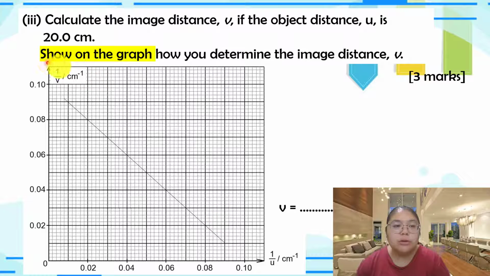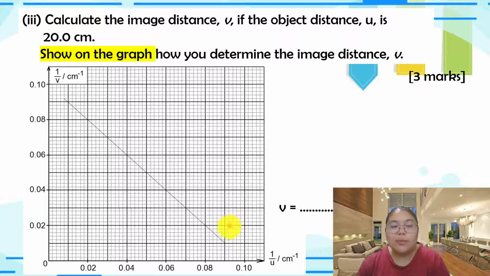Then after that, you need to show on the graph. This one is a keyword. The question is 3 marks, so showing on the graph is 1 mark. After that you draw the line, then you show the reading and also the unit, then you can get 3 marks. The first mark is drawing, the second mark is the answer, and the third mark must be the correct unit. Then you get 3 marks.